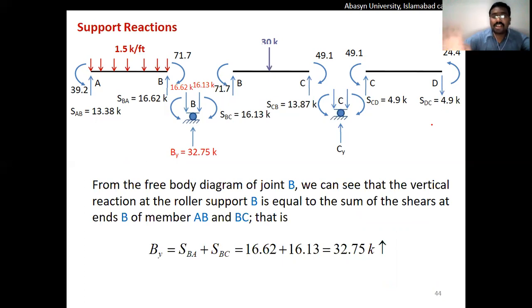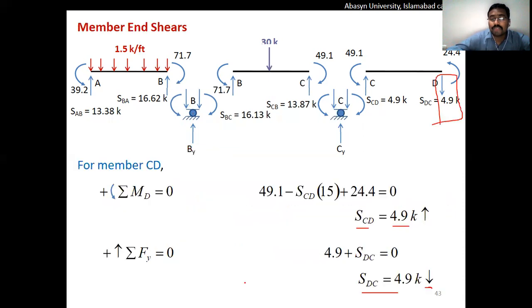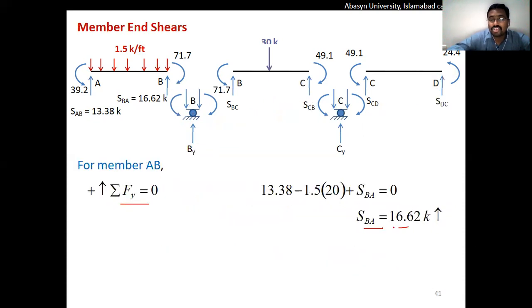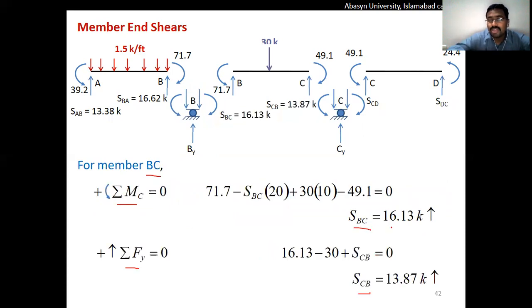Once we have the shear at all points, we will find the reactions, and a reaction is basically the summation of the shears at a point. At A, we have only one shear, that is shear AB, so the reaction at A will be 13.38 kips, while at point B, we have two shears, shear BA and shear BC. We are basically going to sum up both shears. The value of shear BA is 16.62 kips, and the value of shear BC is 16.13 kips, which we calculated in the previous steps.